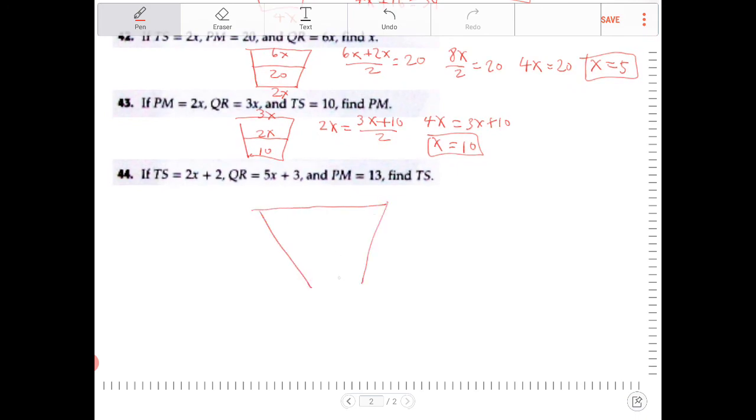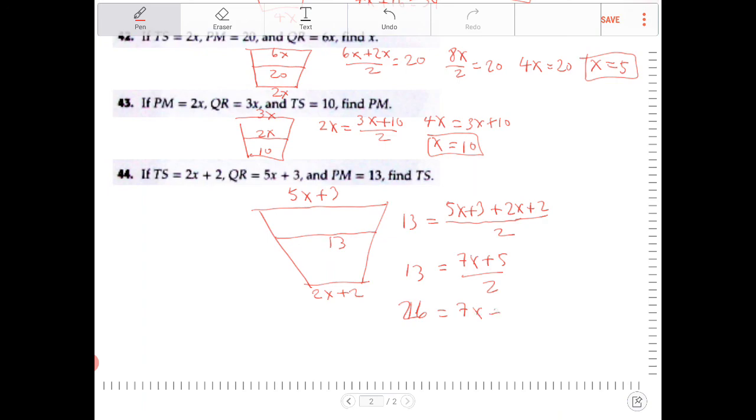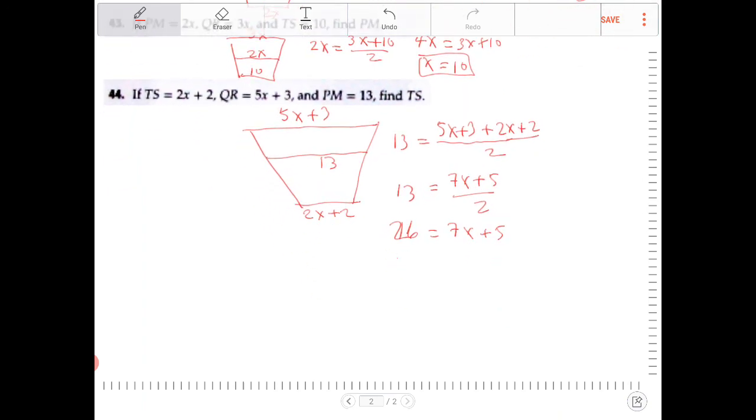Okay. QR is 5x plus 3. PM is 13. And TS is 2x plus 2. So 13 is equal to 5x plus 3 plus 2x plus 2, all over 2. Add things together, I get 7x plus 5 over 2 is equal to 13. Multiply both sides by 2. 26 is equal to 7x plus 5. Subtract 5, 21 is equal to 7x. Divide by 7, x is equal to 3.